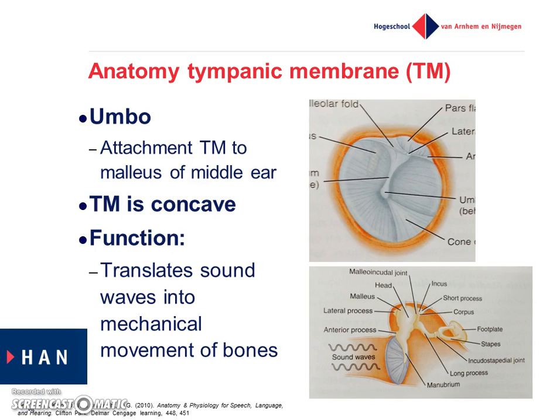So as I said, the tympanic membrane is the boundary between the outer ear and the middle ear. The attachment of the tympanic membrane to the middle ear goes by attachment of the tympanic membrane to the malleus of the middle ear. The malleus of the middle ear is the first of the three little bones inside of the middle ear. Another point is that the tympanic membrane is concave.